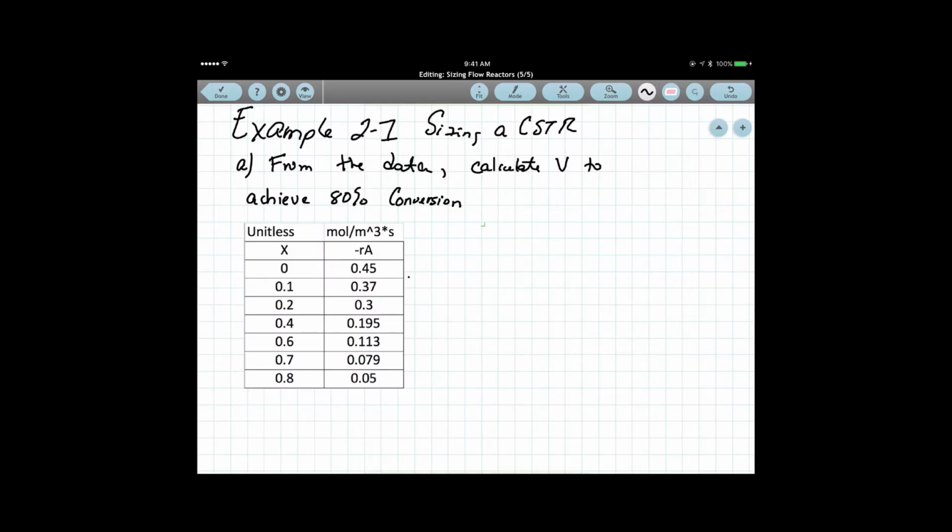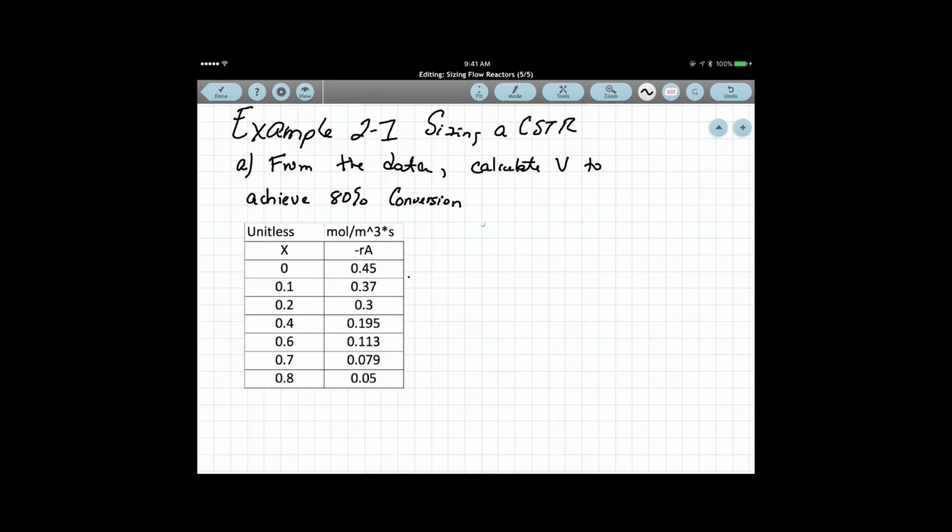So now let's work specifically with the sizing of a CSTR. The first thing that we have to do is to calculate the volume needed to achieve 80% conversion for this particular reaction, and they're asking us to do this from the data. Remember, you can do it from the data, or you can do it with the Levenspiel plot. Just for the sake of walking you through all these statements and making sure that you understand, we're just going to do it from the data. This is more algebraic, but at least you can see the comparisons between the two methods.